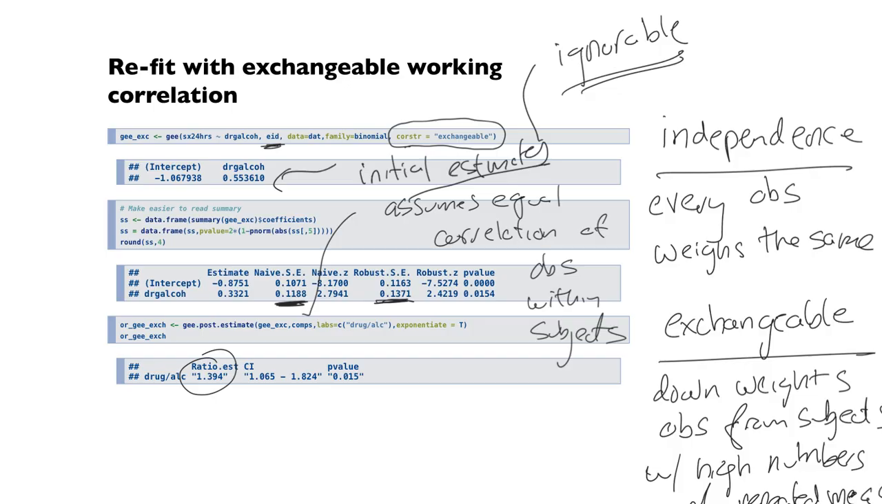Yeah. So in what situations would you rather, because it seems like the independence one is better because it weighs the different correlations, right?